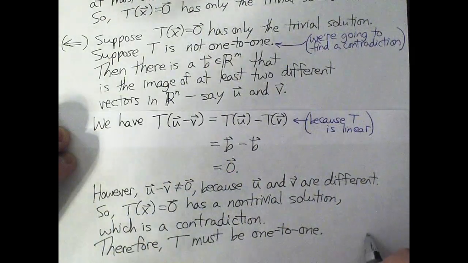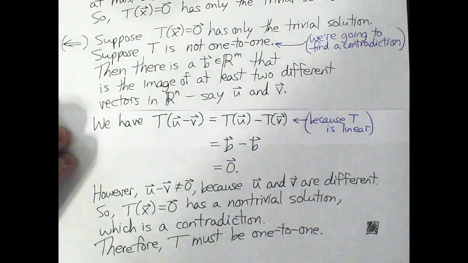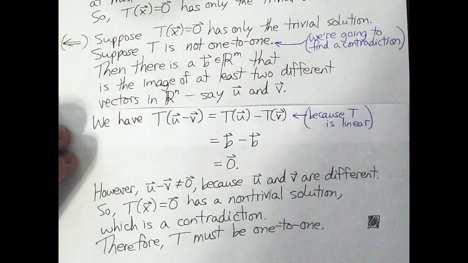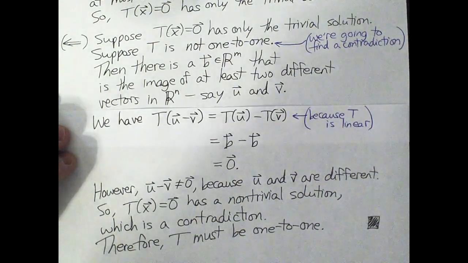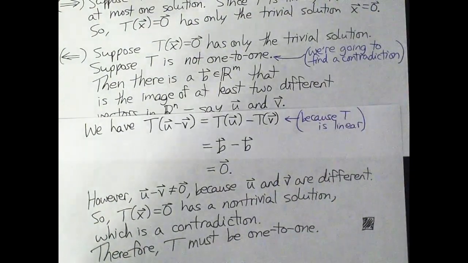So that's the end of this proof, theorem 11. And I think that proving it does help us get a deeper understanding of what the theorem is all about. So you have a linear transformation. It's 1-to-1 if and only if T of x equals 0 has only the trivial solution.